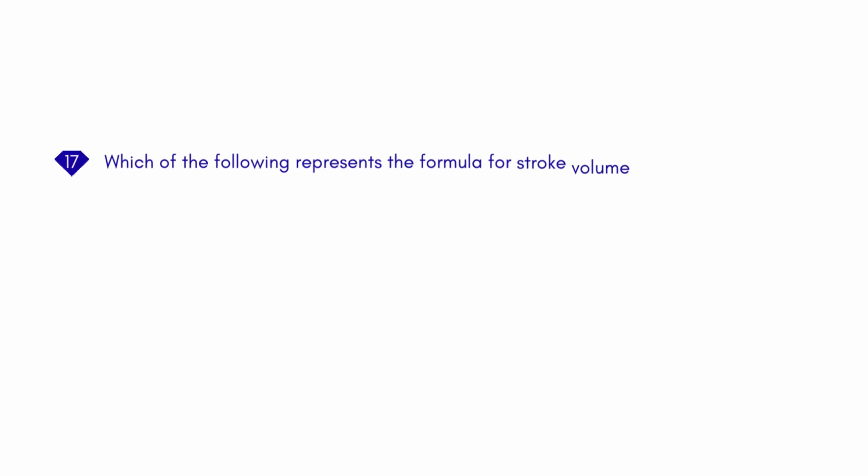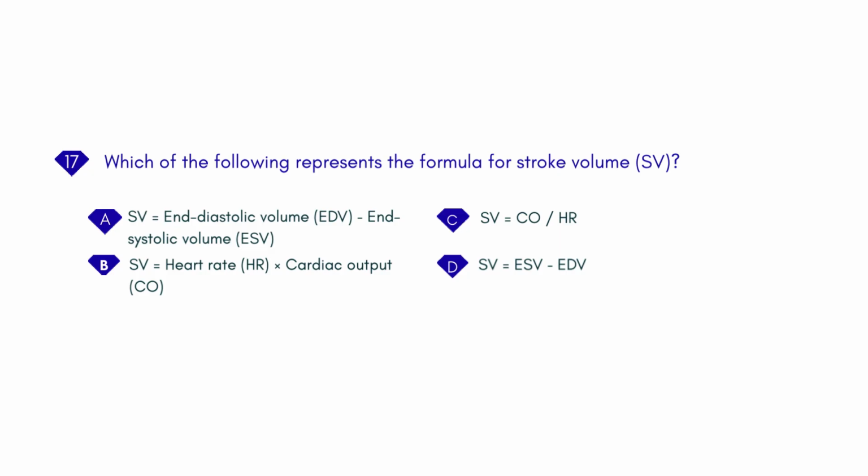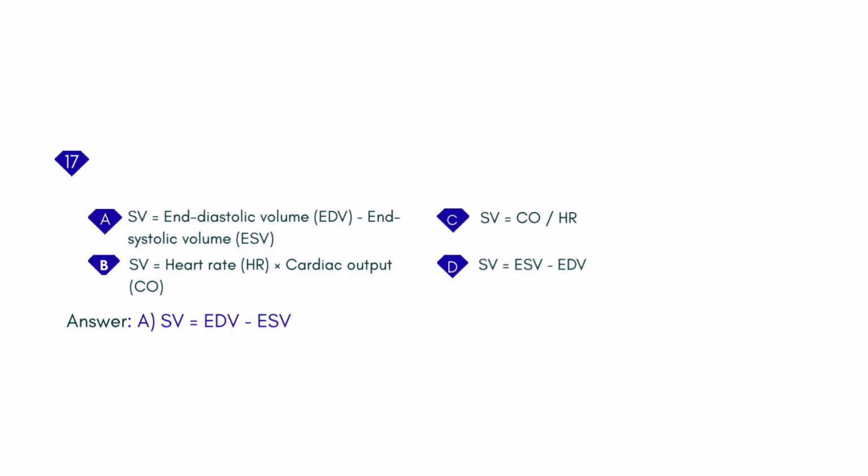Which of the following represents the formula for stroke volume, SV? A. SV equals end diastolic volume, EDV, minus end systolic volume, ESV. B. SV equals heart rate, HR, times cardiac output, CO. C. SV equals CO/HR. D. SV equals ESV minus EDV. Answer A. SV equals end diastolic volume, EDV, minus end systolic volume, ESV.